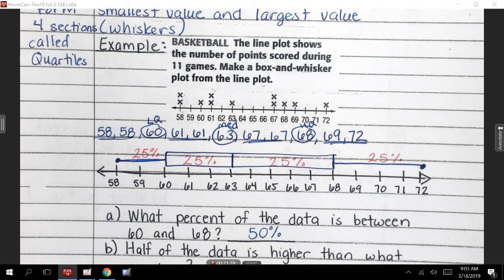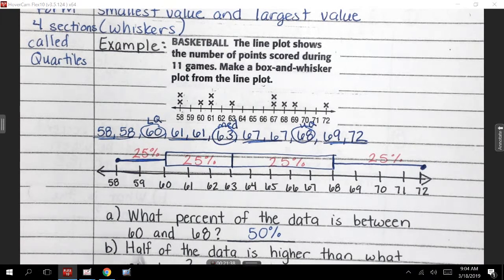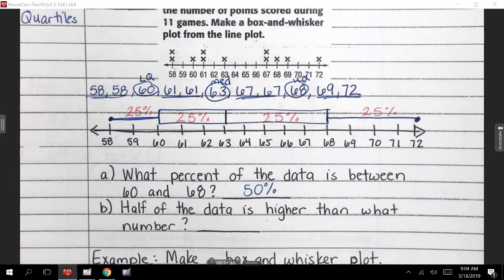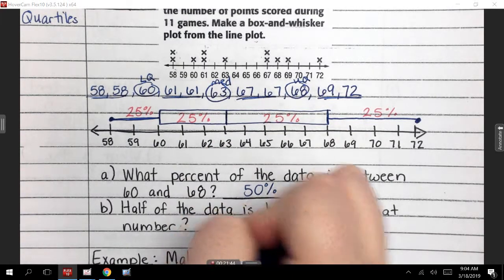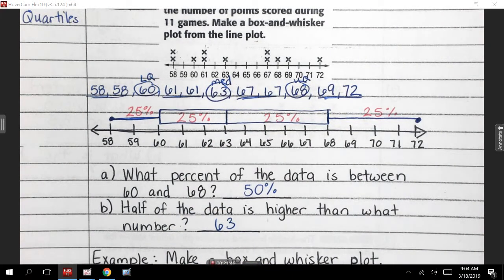What do you think, Tyler? 63, because the 63 is the median, 63 is the middle, so that splits it in half. So yes, half of the data is higher than 63. Half of the data is lower than what number? 63. It's the same question, right?